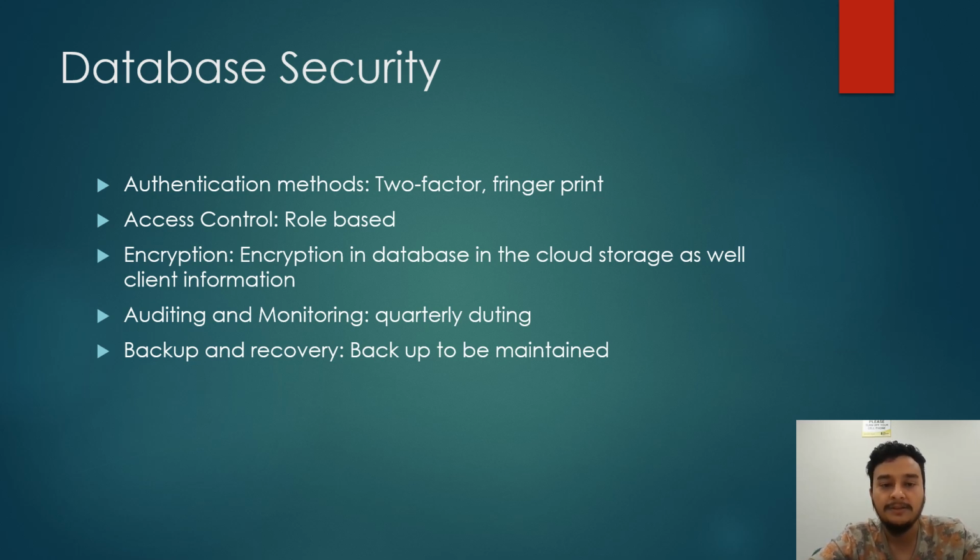The second is access control. This is basically role based. In the database, we can say that this person can only get access to this part of the database and vice versa. Third, encryption. There could be a lot of encryption done in the cloud storage as well as the client information. The fourth is auditing and monitoring.